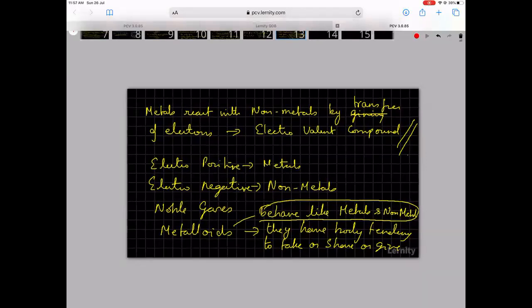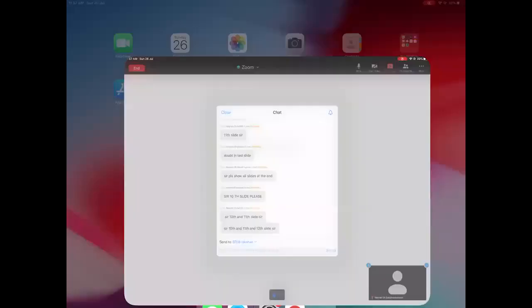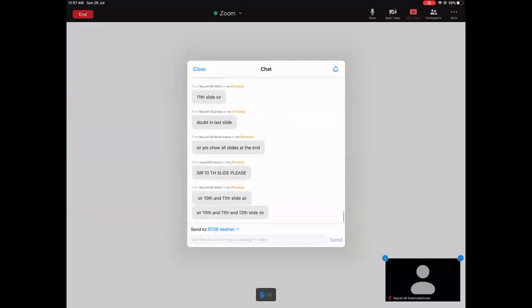12th slide. Sodium gives 1 to chlorine, so that chlorine gets noble gas configuration. Sodium also gets noble gas configuration. One is positive, one is negative, so there will be an attraction between them.